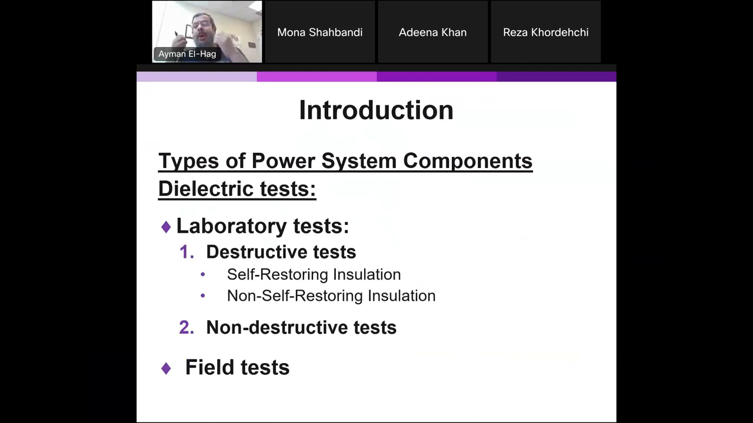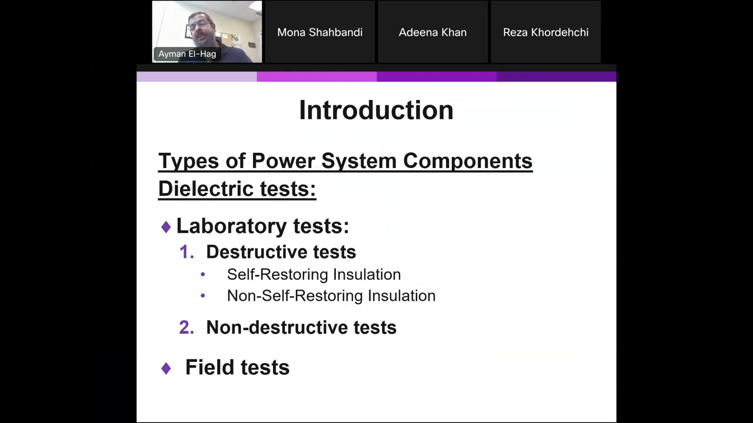So there is no quantitative measure of how good the insulation system is, other than pass and fail. Those destructive tests, there are two types of them. One is called self-restoring and the other is called non-self-restoring. Now, self-restoring, if the insulation system is like air, whenever there's a breakdown, if you wait a while, air will regain its insulation capability. So you can repeat the test. The flashover, if it happens in air, you can repeat the test many, many times.